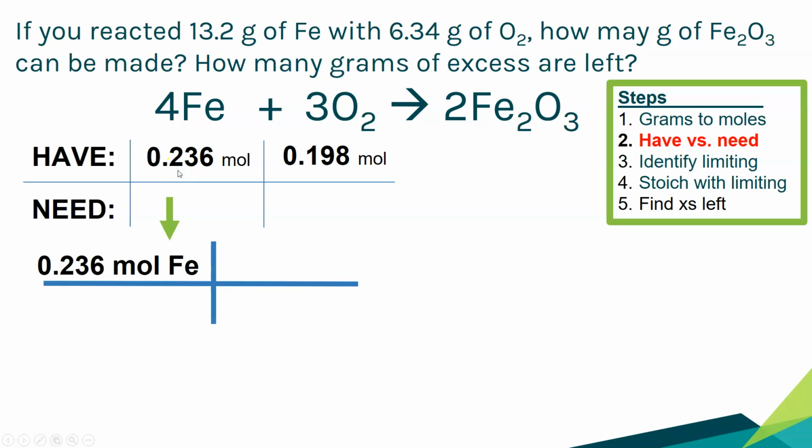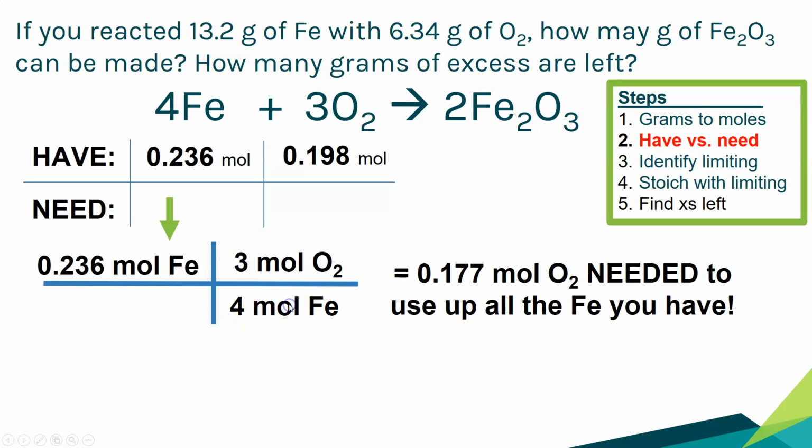So, mole ratio time. Let's pretend that I'm going to use all my iron. How much oxygen would I need if I used up all my iron? There is a 3-to-4 ratio. I would need 0.177 moles of oxygen to use up all my iron.